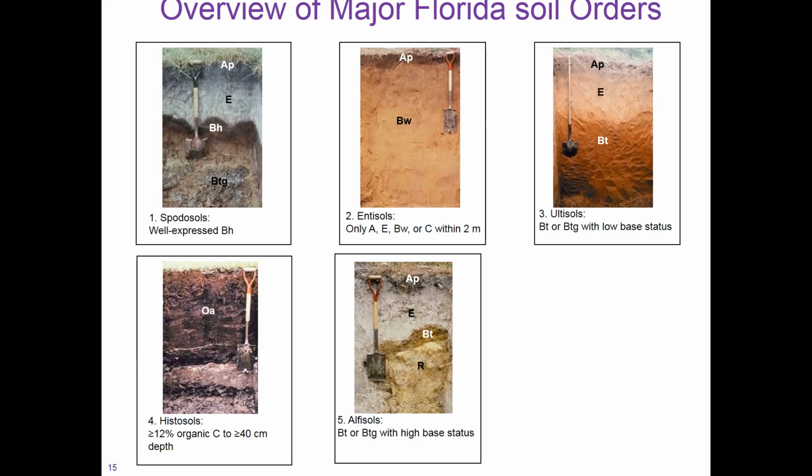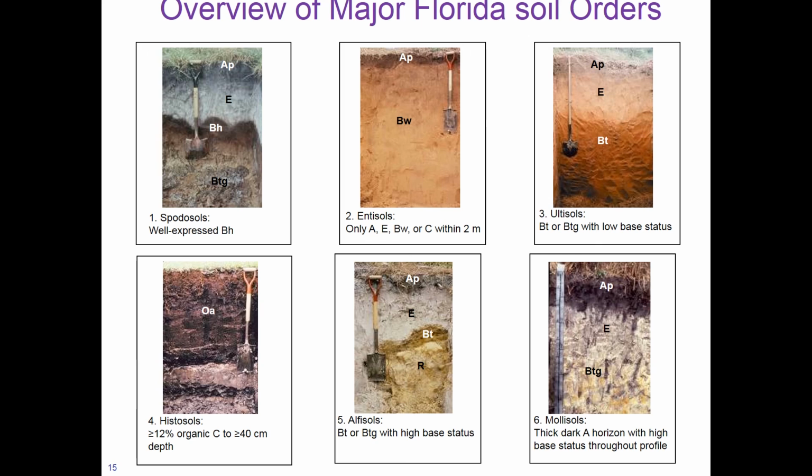Number 5 is alfisols. These are soils that are basically indistinguishable from ultisols in terms of morphology, and they also have a BT or BTG, but they have higher base status. They have a base saturation, which is the percent of the sum of bases, potassium, magnesium, calcium, and sodium, divided by the total cation exchange capacity times 100, that is equal to or greater than 35% for alfisols, as distinguished from ultisols, which have a base saturation at a prescribed depth of less than 35%.